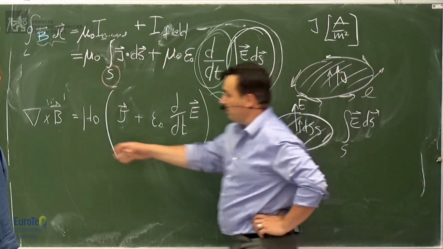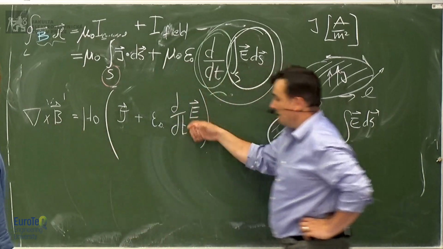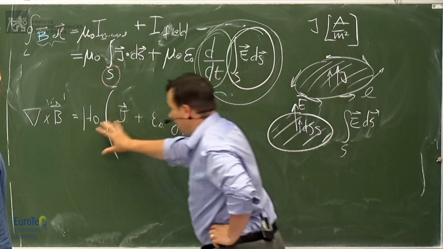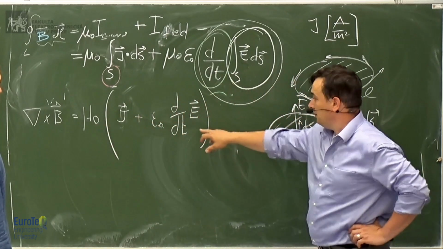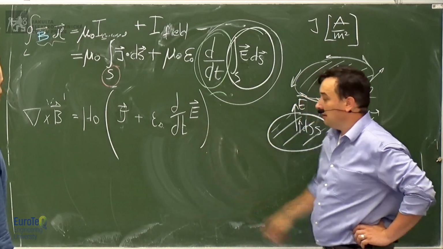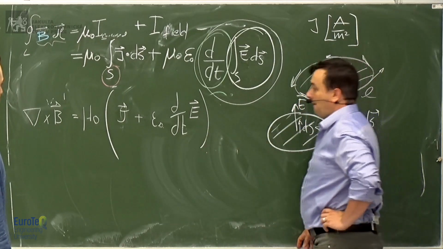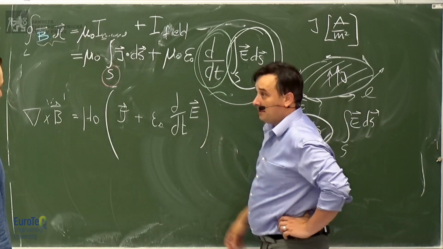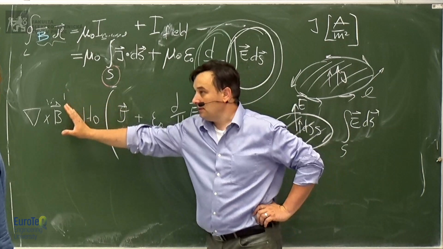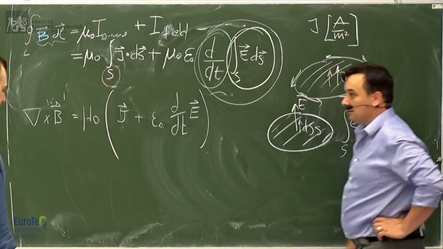There is a relationship between magnetic field and electric field, but this relationship connects them only if the electric field is changing. Exactly. So if the electric field changes in time, because otherwise it would be just this part where you have a constant.